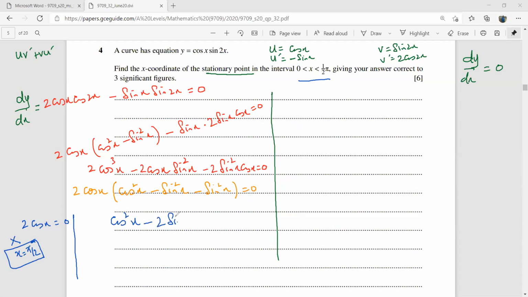Okay, I have to be quick. There are just 2 minutes left. Okay, so we can change this to 1 minus sine square x minus 2 sine square x equal to 0. So 1 minus 3 sine square x equal to 0. Someone please look at the answer quickly. So you have 3 sine square x equal to 1, sine square x equal to 1 over 3.